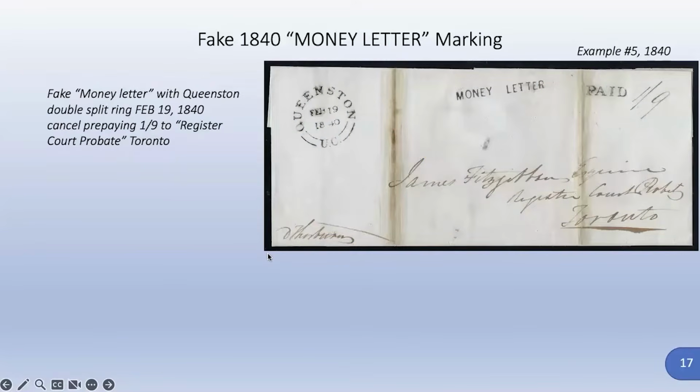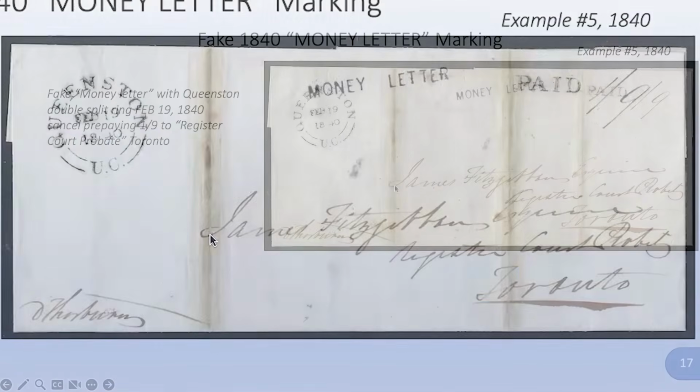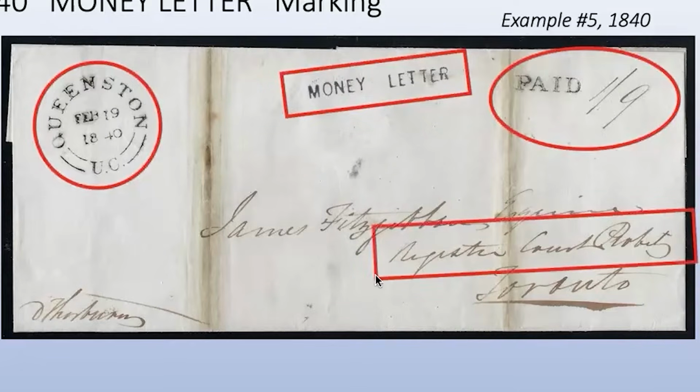And an 1840 letter. Now, this is particularly interesting because it's the kind of rabbit hole that we as collectors like to go into. Why would someone be applying a fake money letter cancel to an 1840 letter? Well, interesting. It's addressed in Queenston, in Upper Canada at the time. James paid 1 shilling 9 pence to send whatever he was sending off to the Registrar Court Probate in Toronto.